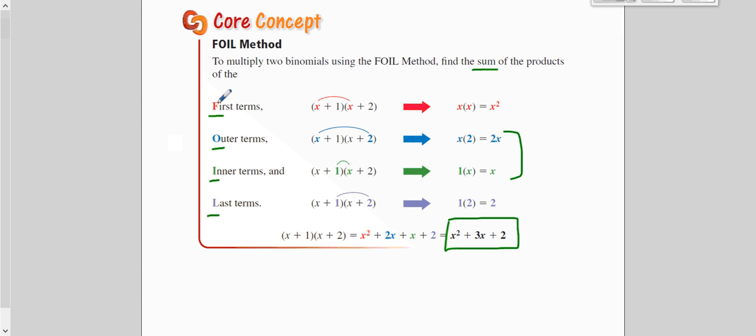We call it FOIL, first, outer, inner, last. It's just some letters to help us remember and make sure that we are doing 4 multiplications when we multiply 2 binomials together. We have 2 terms times 2 terms. 2 times 2 is 4. We get 4 multiplications, then combine like terms. Let's give it a try.